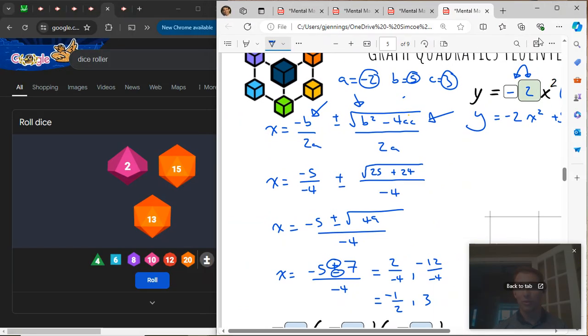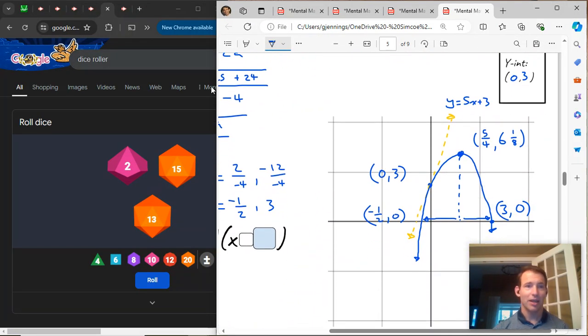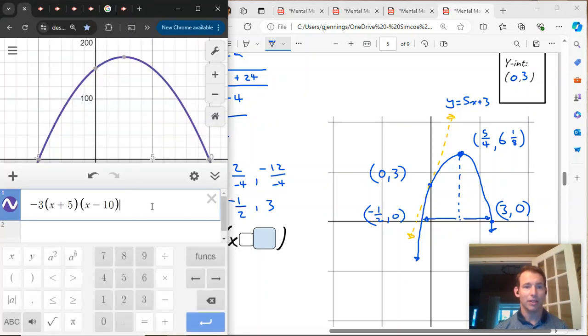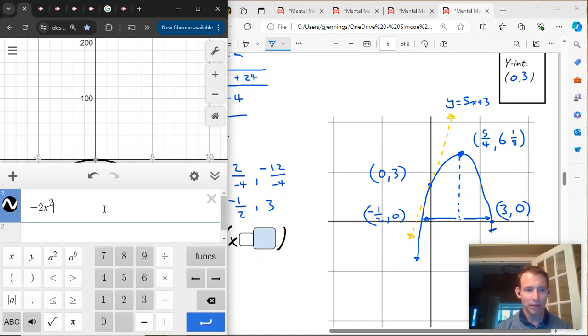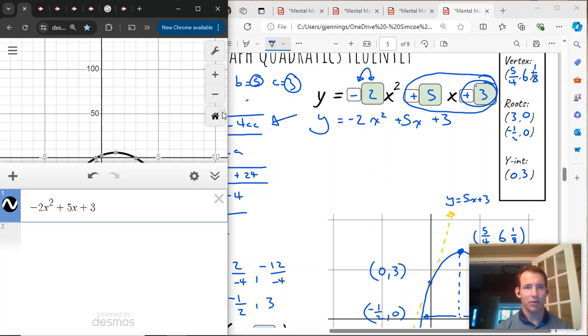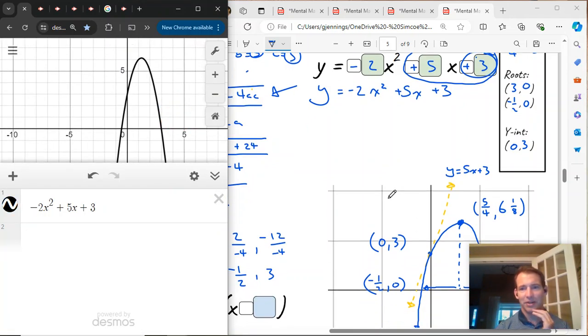And then, of course, we'll want to check that in Desmos to see how well we've done. Okay, so minus 2x squared plus 5x plus 3. Okay, there. All right, so there is our sketch.